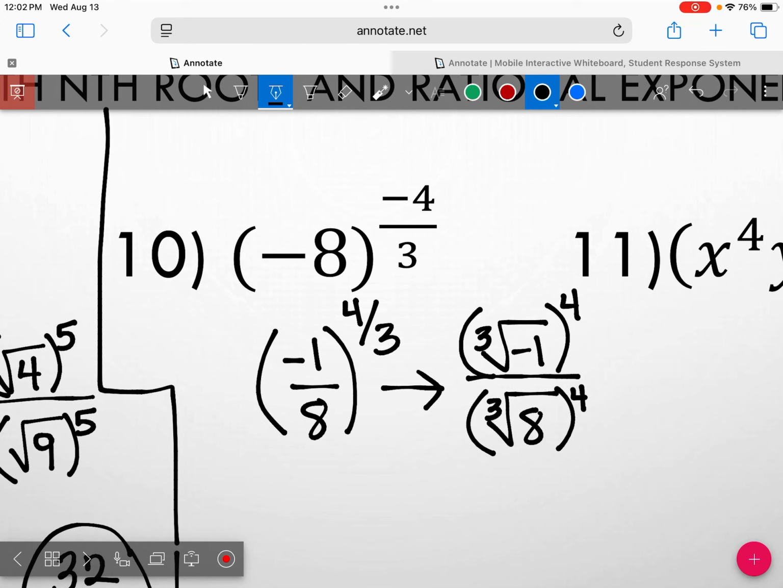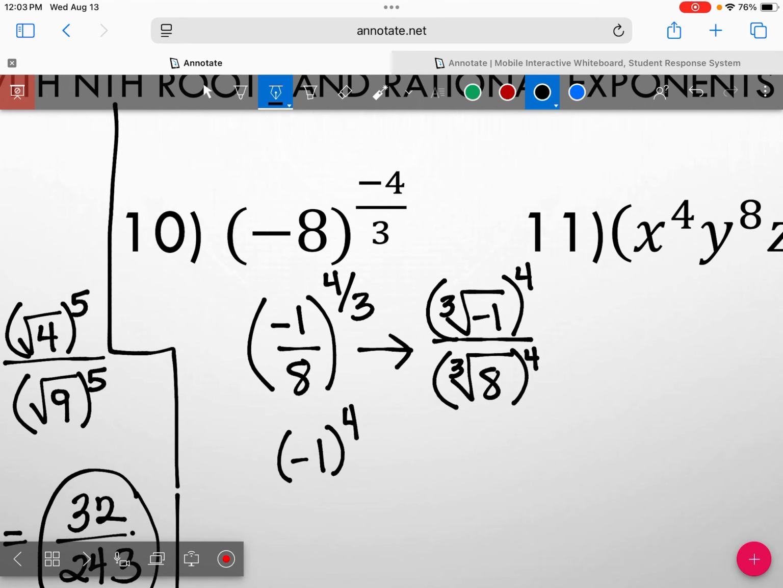So who remembers what happens with the -1? Does it stay or does it pop out? Pops out. How do we know it pops out? Because 3 is what kind of number? Odd. Okay. So the cube root of -1 is -1. So what I end up getting is -1 to the power of 4. And then I have the cube root of 8, which is 2 to the power of 4.